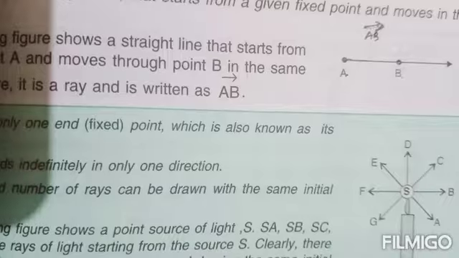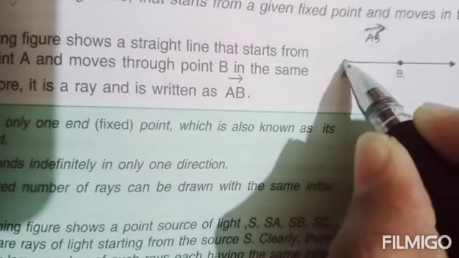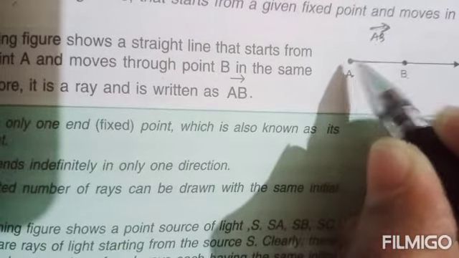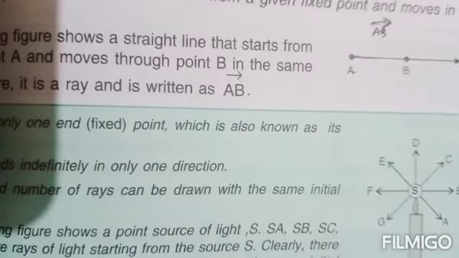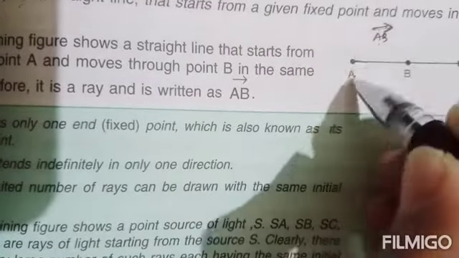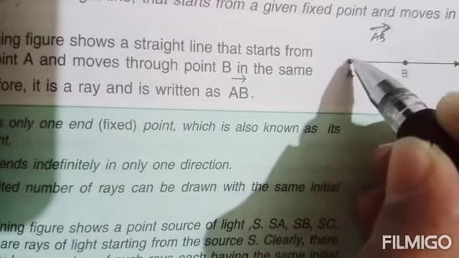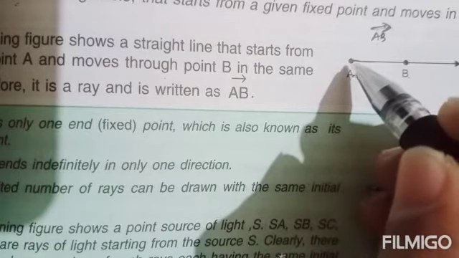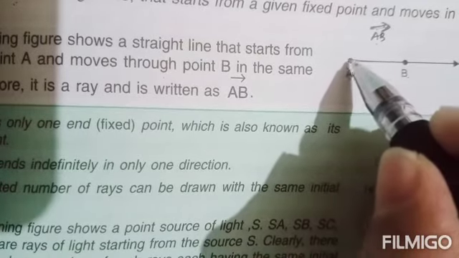Now, this starting point of a ray is also known as the initial point. A ray has only one end point, that is the starting point, and this point is also known as the initial point.